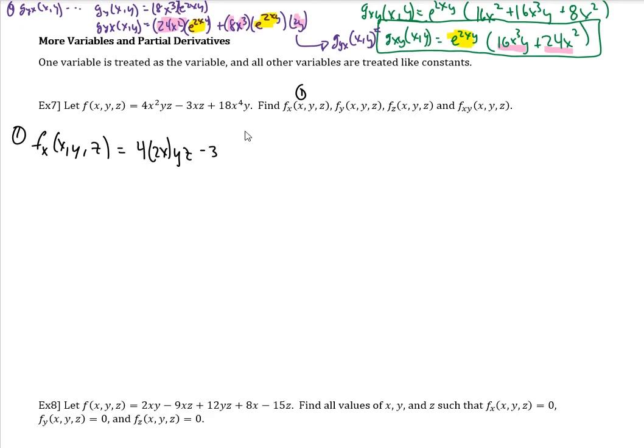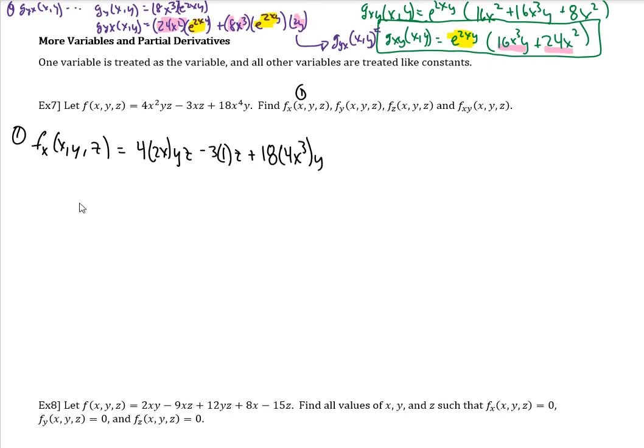And then in the second one, we have minus 3. The derivative of x is 1, and then z is just a constant that's attached. There we go. And then the third one, we see we have an x to the 4, so it's plus 18. The derivative of x to the 4 would be 4x cubed, and then y is attached, just like that.